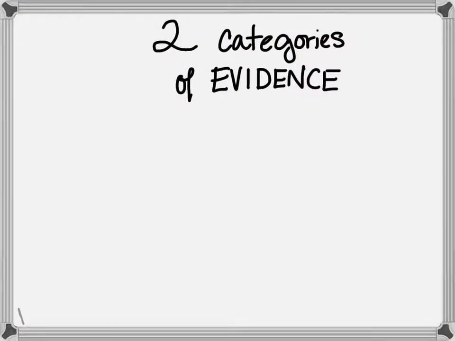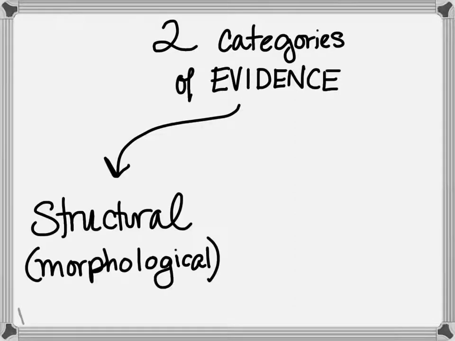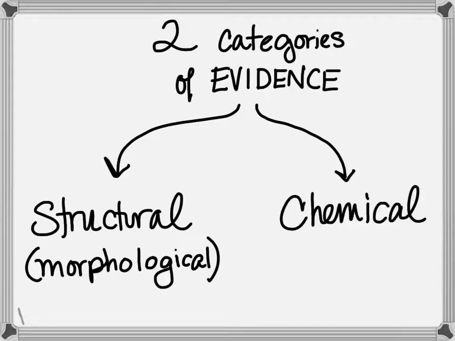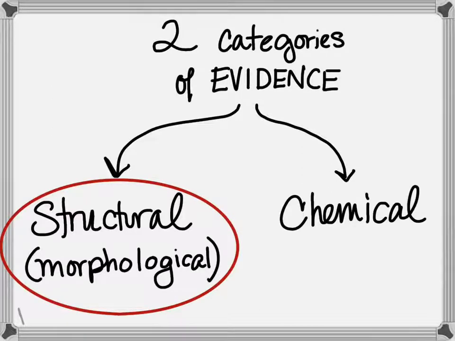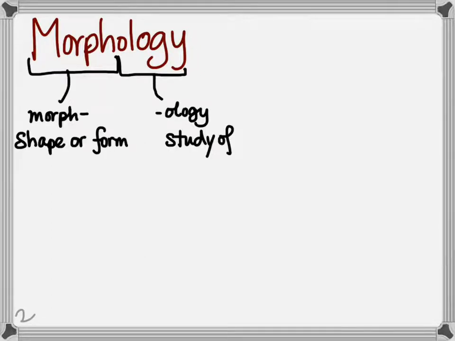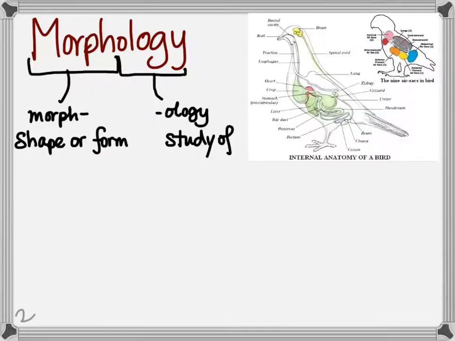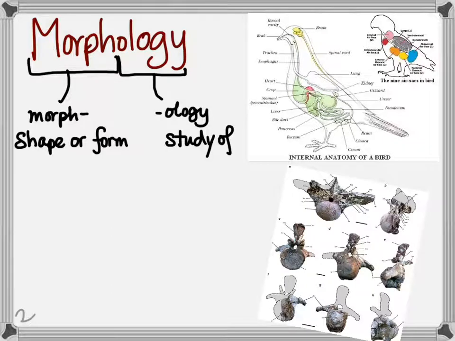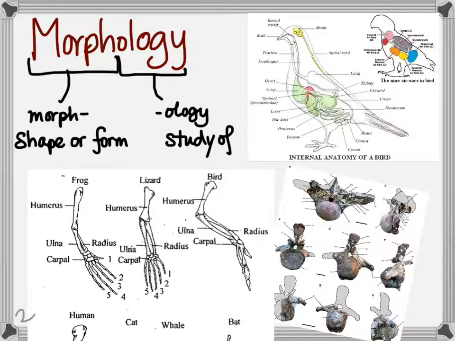There are two broad categories of evidence of evolution that we'll discuss in this class: structural, also called morphological evidence, and chemical evidence. So let's start by looking at some of the terms that you'll need to understand, discuss, and work with structural evidence of evolution. Morphology is simply the study of the physical shape or form of things. And we use the word morphology to talk about both internal and external structures of living things. When we're discussing evolution, we often compare the morphology of species to explore how they might be related.